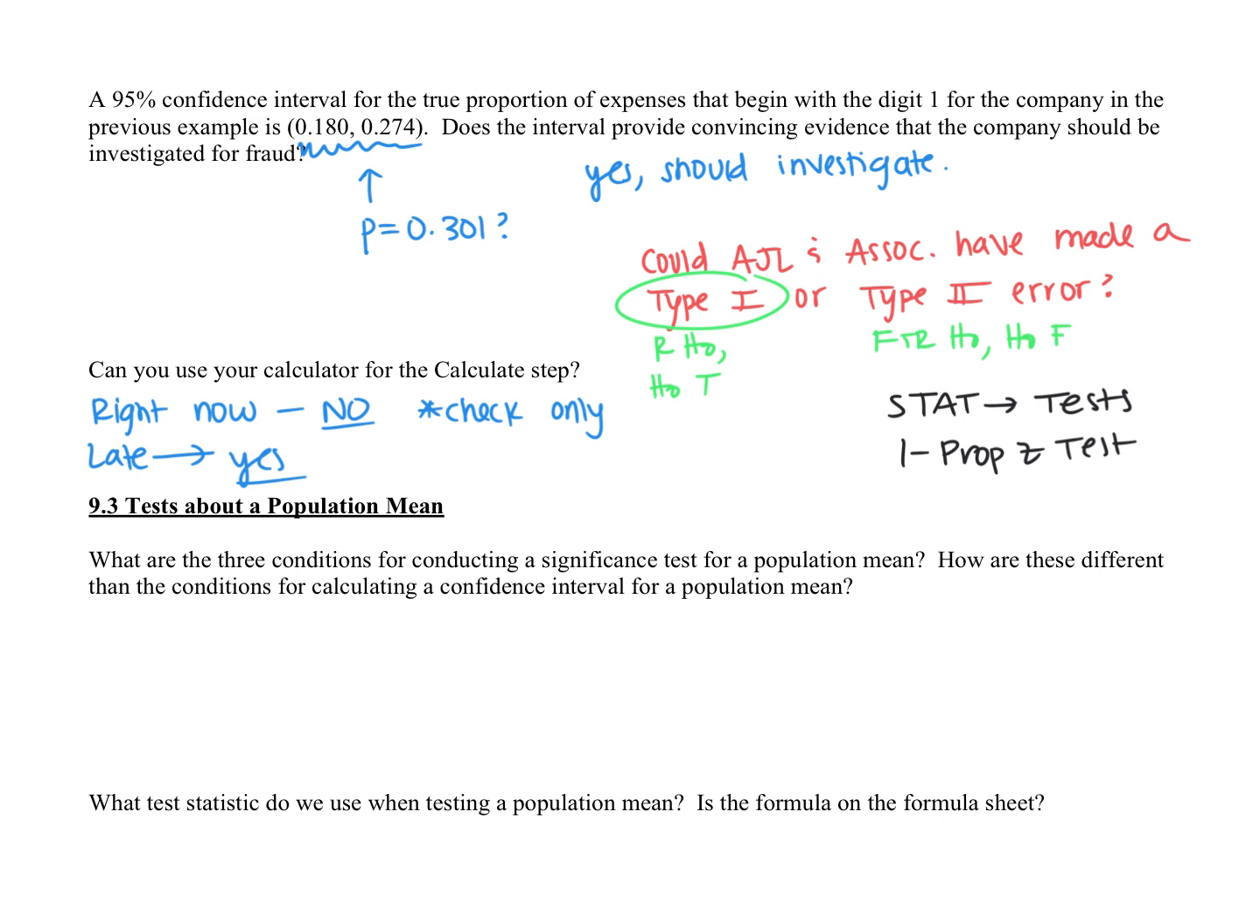Okay, the p naught, like this, that just means the null value. So for us, that's 0.301. X is the number of successes, which in this case is 68. N is our sample size, which is the 300. And then you're going to choose not equal to. And then you'll see you have two options, calculate and draw. Let's do the calculate first. So go down and highlight calculate and hit enter.